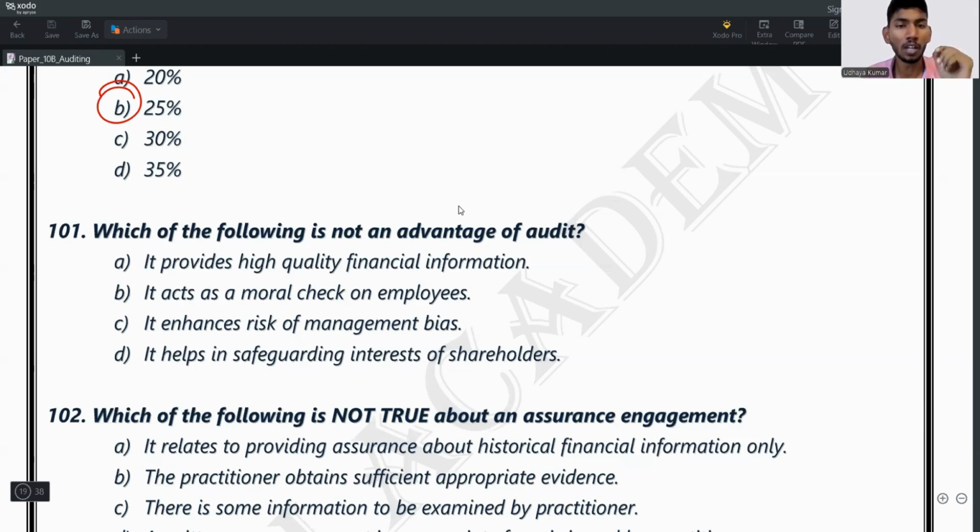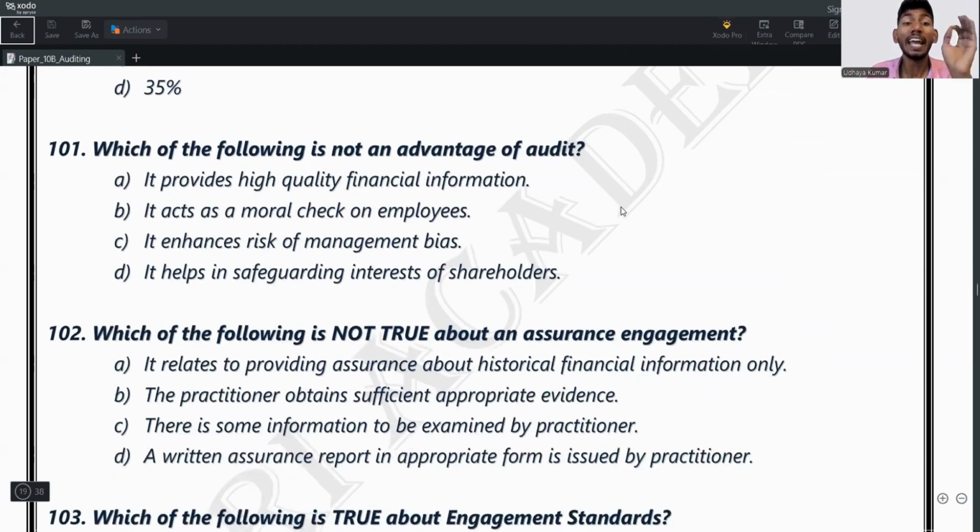Okay. Which of the following is not an advantage of audit? Option A, it provides high quality financial information. Yes, it's absolutely an advantage, right? It acts as a moral check on the employees. It's also an advantage, and it helps in safeguarding the interest of shareholders. So it is also an advantage. But it enhances the risk of management bias. So here, increasing the risk of management bias is not an advantage of an audit. Instead, an audit helps reduce management bias and ensures more reliable financial information. So here the answer, which is option C, is not an advantage of audit.